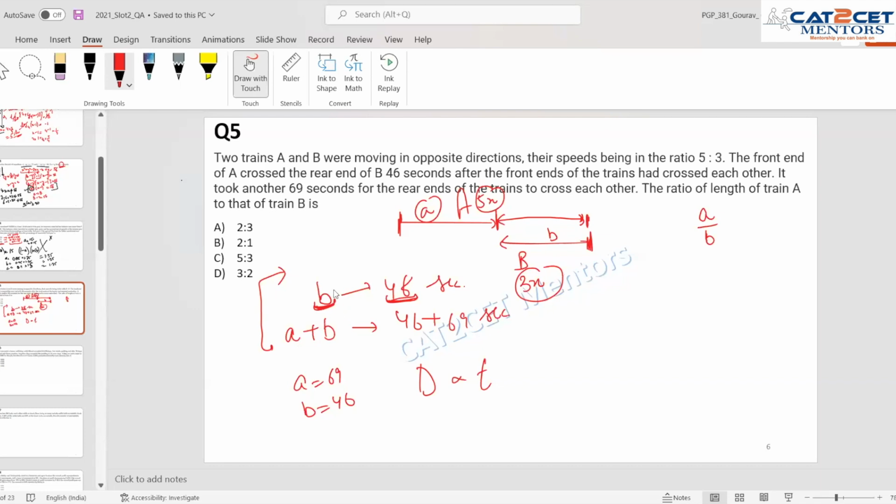Okay, it is clearly visible that the value of B is 46, and the value of A is 69. So our answer will be A by B equals 69 divided by 46. Taking 23 common, the value of A by B comes out to be 3:2. So our answer is option D.